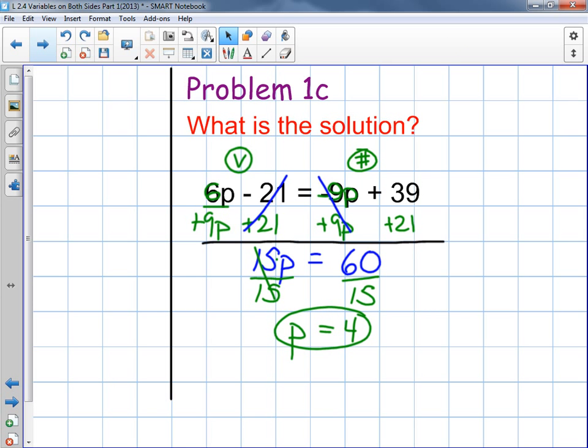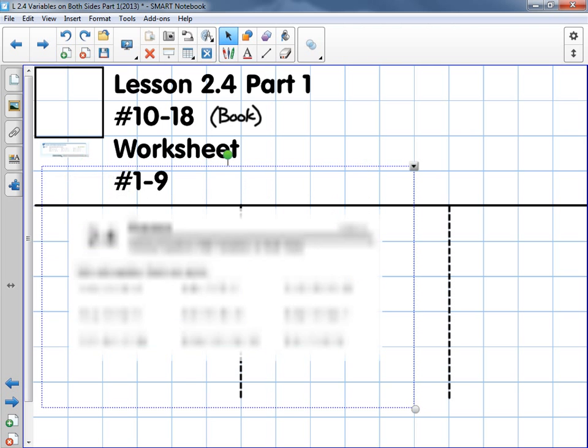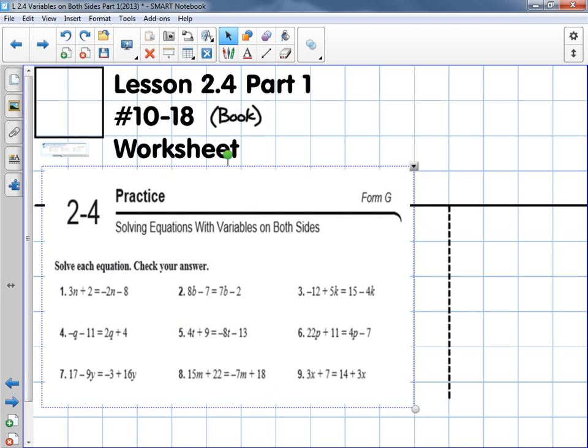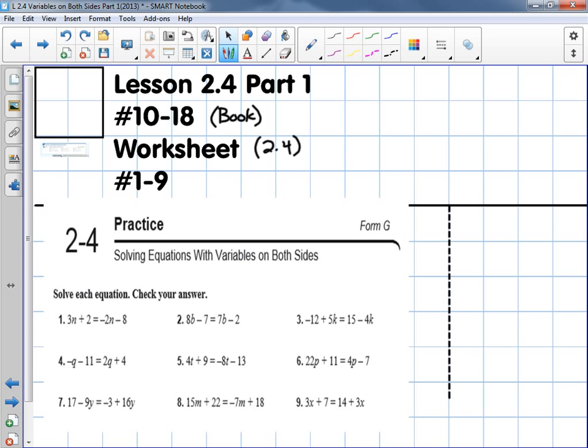Hopefully that looks just like what your paper looks like. The assignment for today is lesson 2.4 part 1. You're going to do numbers 10 through 18 out of your book, and then number 1 through 9 on the worksheet that you grabbed on the way in. Make sure that the worksheet that you grab says 2.4 at the top. This is worksheet 2.4. Don't get it confused with the other class that's working on a different lesson.